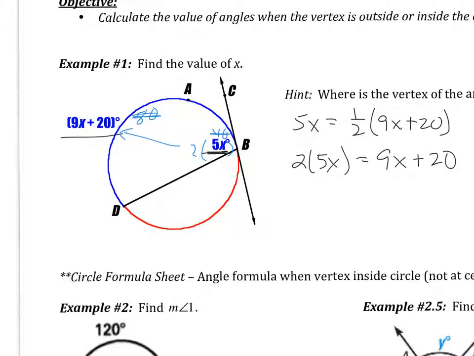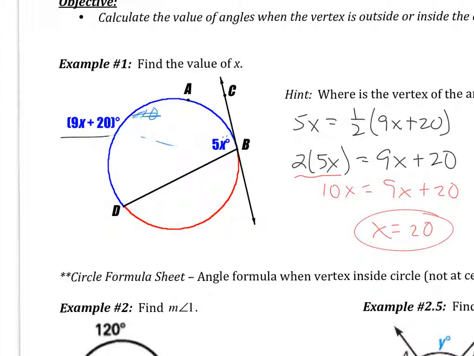All right? So 2 times 5x is 10x, equals 9x plus 20. What does x equal? 20. Okay? So if x is equal to 20, I'm going to plug that in over here. What's 5 times 20? 100 degrees. What's 9 times 20 plus 20? 200. Did it work? The angle is half the arc. Questions with that? All right, so like I said, just as a quick review, it's just like dealing with the idea of an inscribed angle.